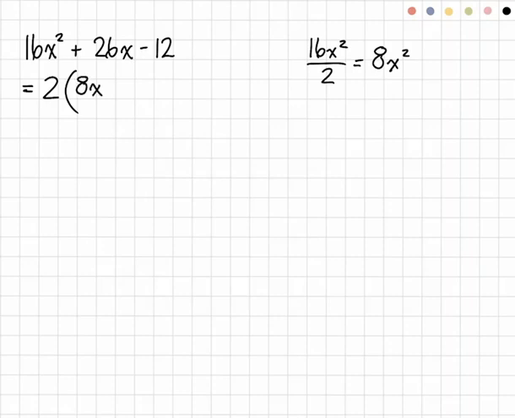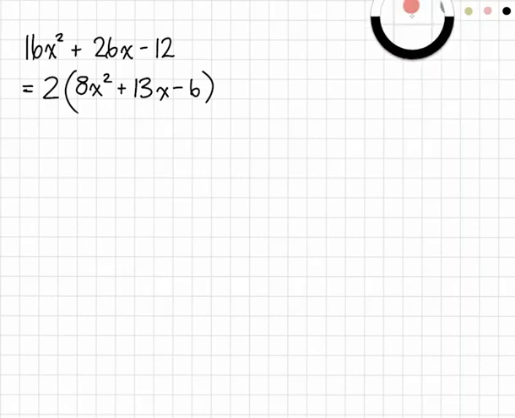You can do the division, or you can ask yourself, 2 times what will give me 16x squared? However you want to think about it, you can go ahead and do that. Okay, so then I have plus 13x minus 6. Okay, so now that I've done this, I can factor what's inside the brackets. Now, things are a little bit different when a, our a value here, does not equal 1. So right now we have an a value of 16, right?